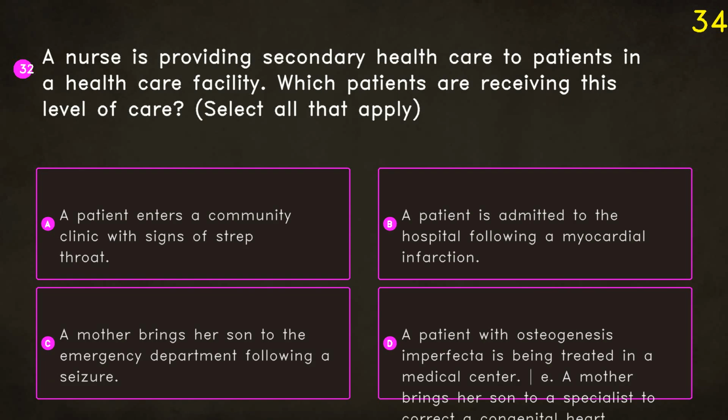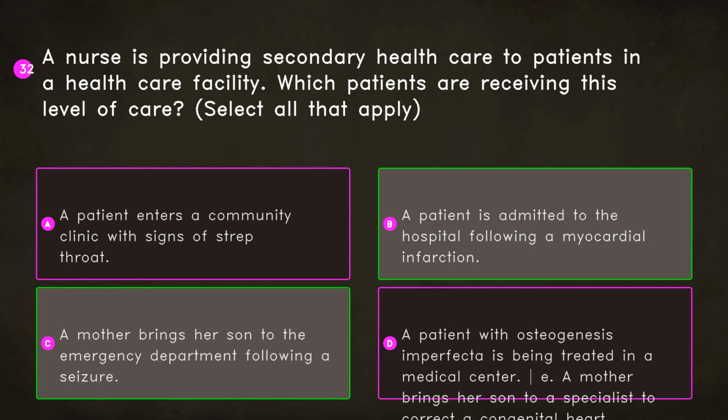Question 32. A nurse is providing secondary health care to patients in a healthcare facility. Which patients are receiving this level of care? Select all that apply. A. A patient enters a community clinic with signs of strep throat. B. The patient is admitted to the hospital following a myocardial infarction. C. The mother brings her son to the emergency department following a seizure. D. The patient with osteogenesis imperfecta is being treated in a medical center. E. A mother brings her son to a specialist to correct a congenital heart defect. F. A woman has a hernia repair in an ambulatory care center.